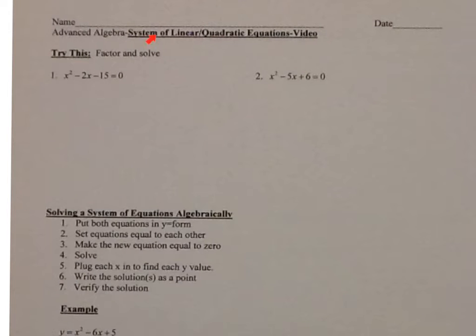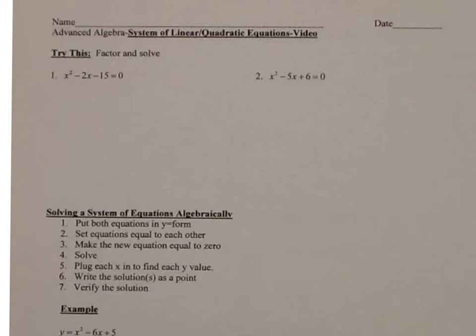So today what we'll be working on is a system of linear quadratic equations. So I would like you to do the try this, which is to factor and solve. So you're going to solve the quadratic equations here. You're going to factor, set each factor equal to 0, and solve. They are trinomials, so you're going to do master product. And then come back and check your answers.